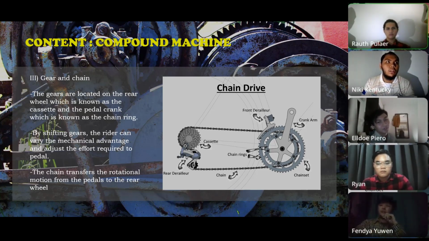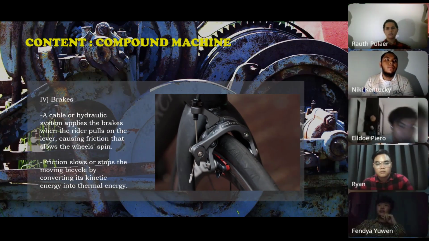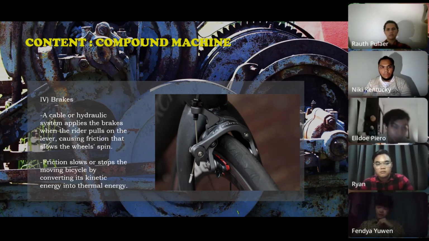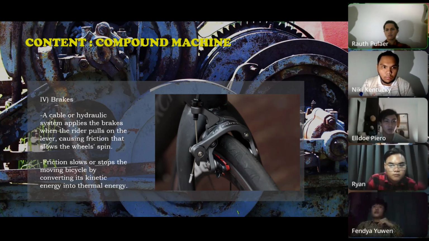So hence the chains transfer the rotational motion from the pedals to the rear wheel, which is the last compound machine is the brakes. So a cable or hydraulic systems applies the brake when the rider pushes on the lever, which causes friction that slows the wheel speed. However, brakes, as we can see, brake is really important to make our vehicles slow.